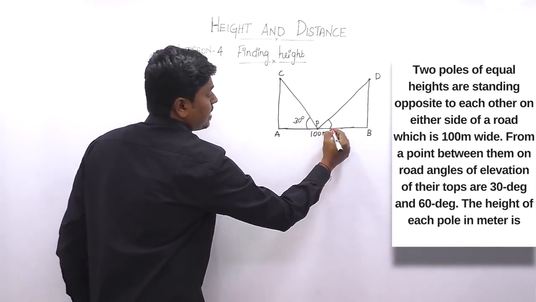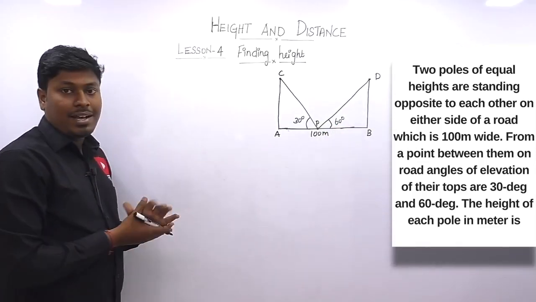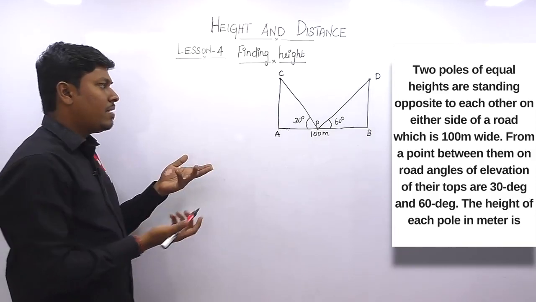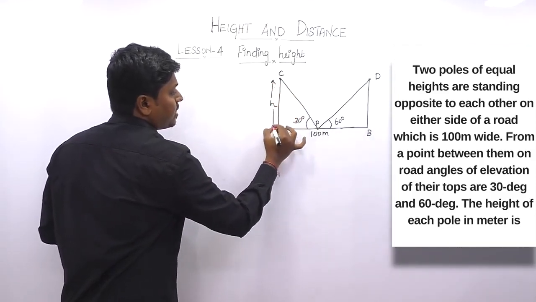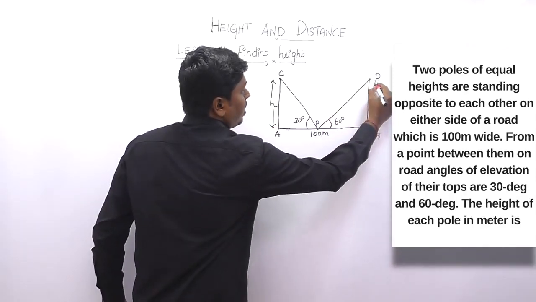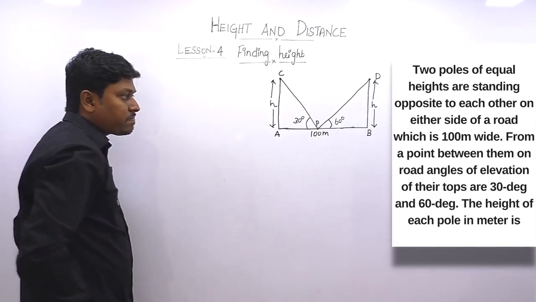So we can say that this angle will be 60 degrees. Our target, by using this data, is to find the height of the pole. They have clearly told that both the poles are equal in height. So we can assume that AC is H, and BD will also be H.